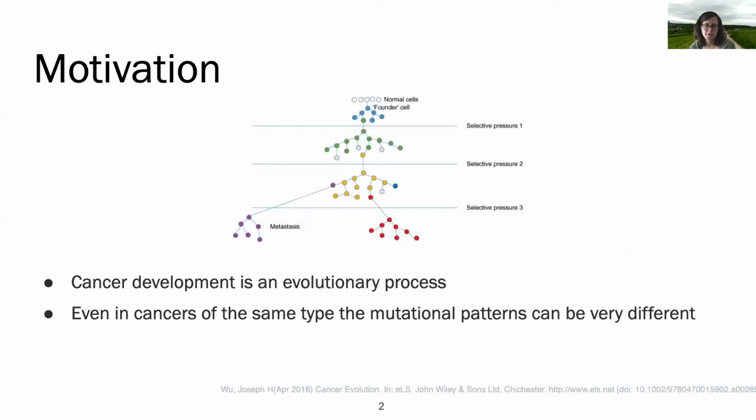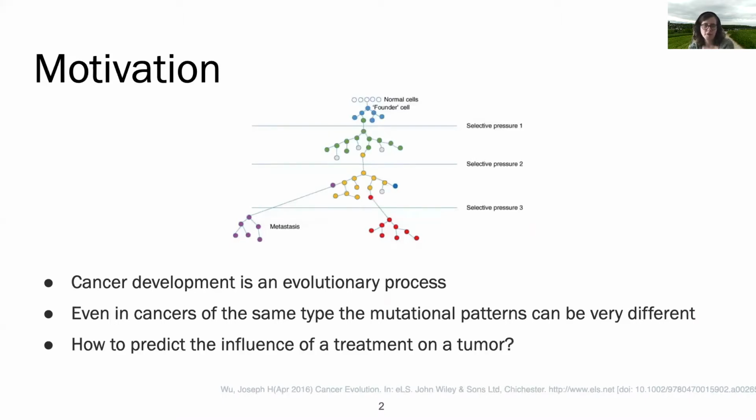can be very different. And even in one patient, they can be very different. So one of the main goals of cancer research is to predict the influence of a treatment on a tumor. But first, we need to visualize the data.